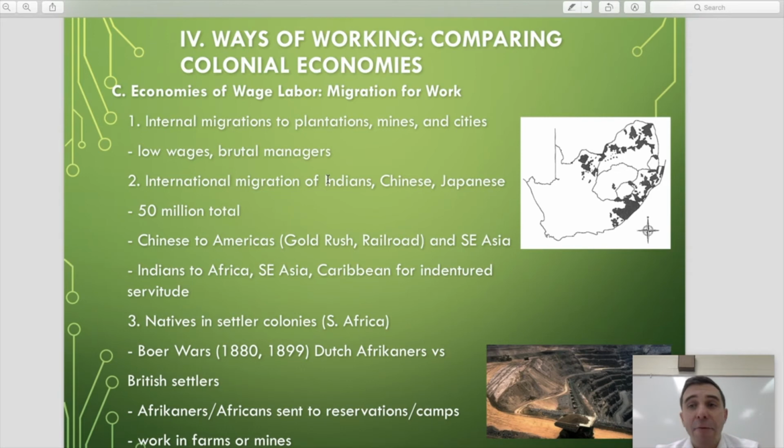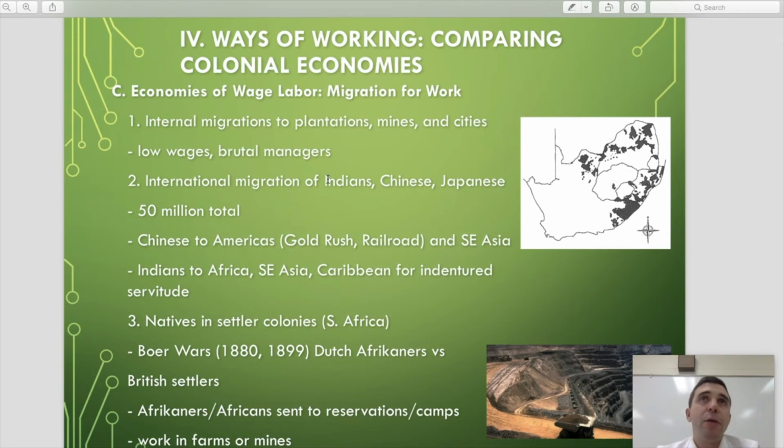Indians might be heading to Africa, maybe the British South African colony, or Egypt where the British rule, other parts of Southeast Asia, or even the Caribbean to help provide that labor of indentured servitude. So we've talked about this before, that you see in the abolition of slavery in this time frame. And so the Europeans need some kind of labor force. And so they'll pay Chinese and Indian immigrants a very low wage to do the work instead of enacting slavery again. Or also this concept of indentured servitude, like we've talked about before.